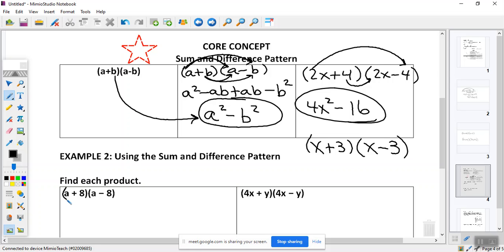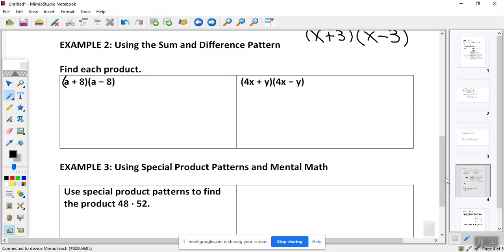All right, so real quickly, this next one, the a plus 8, a minus 8. You notice right here that the terms are pretty much the same, except you have opposite signs between the two binomials. What's this going to be real quickly? Yep. Careful on this one. What's this going to be? Good?